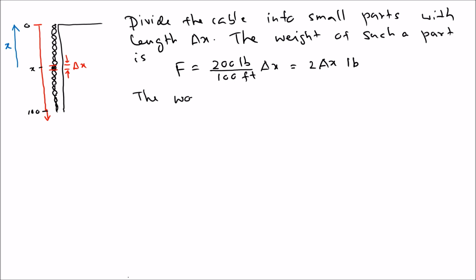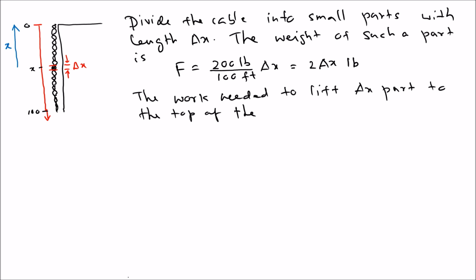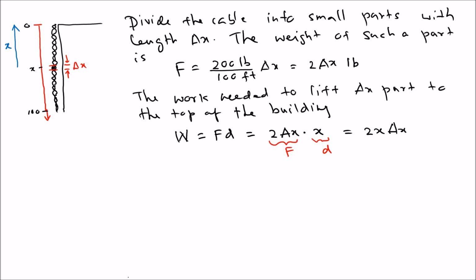Let's write the work needed to lift the delta x part to the top of the building. The work W equals F times D. In this case, F is 2 times delta x, that's the weight, times how much you need to pull, x distance up. So that is the weight, that is the distance. You can multiply these two. That means you can write this as 2x delta x. That is the work done to lift that small piece. Now what can you do?